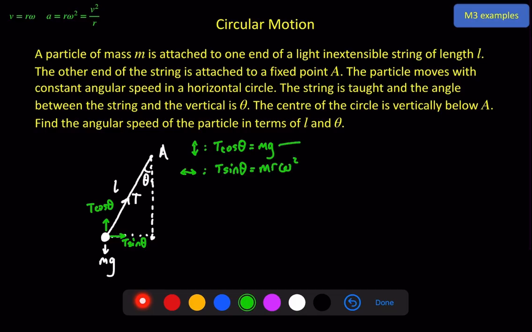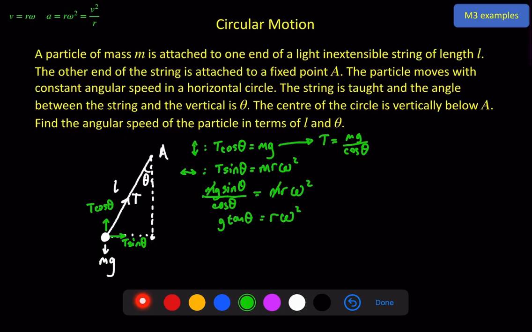From the first equation, we can see that T is equal to mg over cos theta. I can substitute that into my second equation. You get mg sine theta over cosine theta, which of course will give me a tan theta. We've got m r omega squared. The m's will cancel out. You can get the same result by dividing the second equation by the first equation. You get g tan theta is equal to r omega squared.